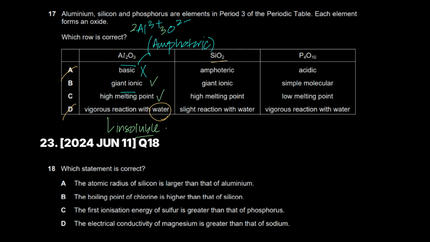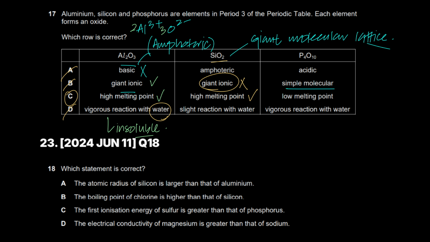Now if you look at silicon dioxide, or silicon 4 oxide, it is in fact having a high melting point, but it's not giant ionic. Therefore B is wrong and C should be the correct option. This is a giant molecular lattice, a giant covalent lattice, or giant molecular structure. So C is the correct option.